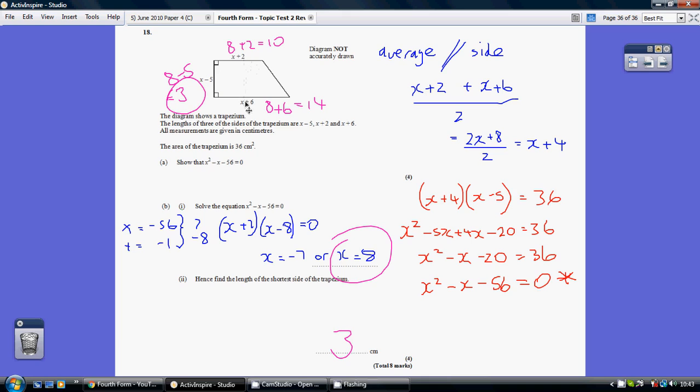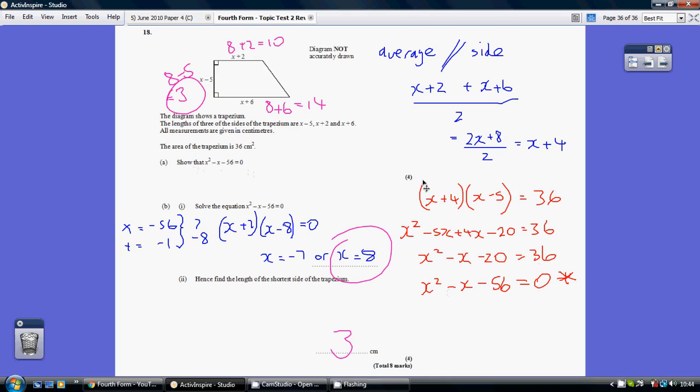So what do you then do to work out the area of a trapezium? Having averaged the parallel sides, you take this and you multiply it by the height. So we've got x plus 4 to be multiplied by x minus 5. So that is what gives us the area of the trapezium, x plus 4 times x minus 5. But we are told this equals 36, so we can make that equal to 36. So we then multiply out the pair of brackets, giving us this, take away 36 from both sides, and that gives us what we were asked to show.